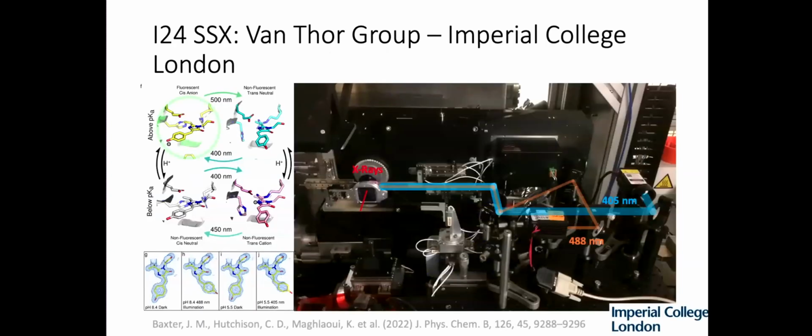One recent example is from the Jasper van Thor group, from data collected on I24, where using a double laser setup they were able to probe, I think, six different combinations of illumination states and pH, and investigate a reversibly switchable fluorescent protein.